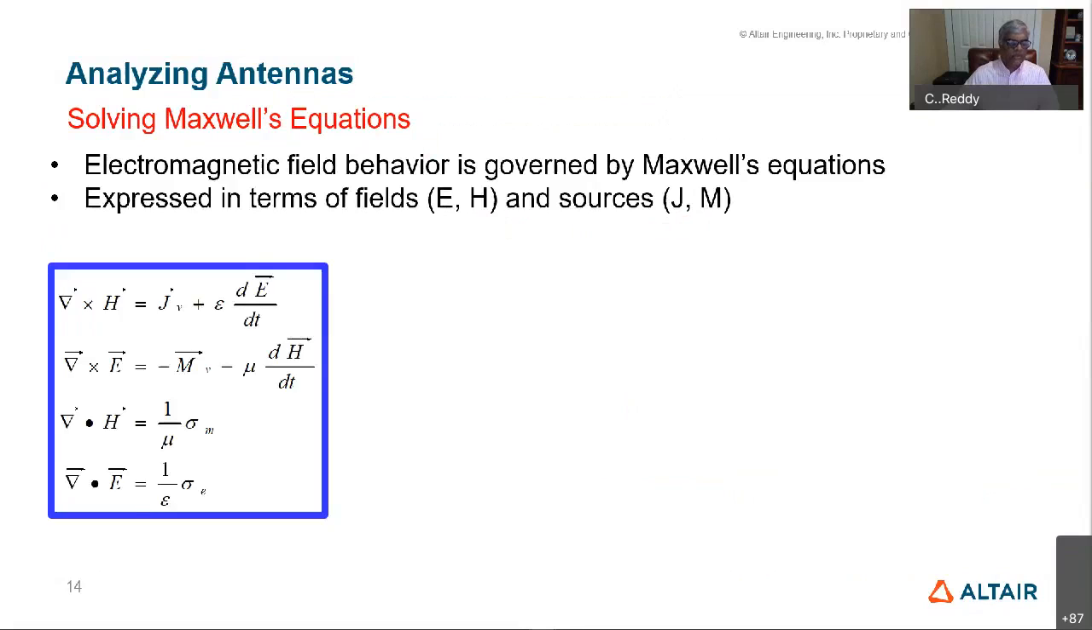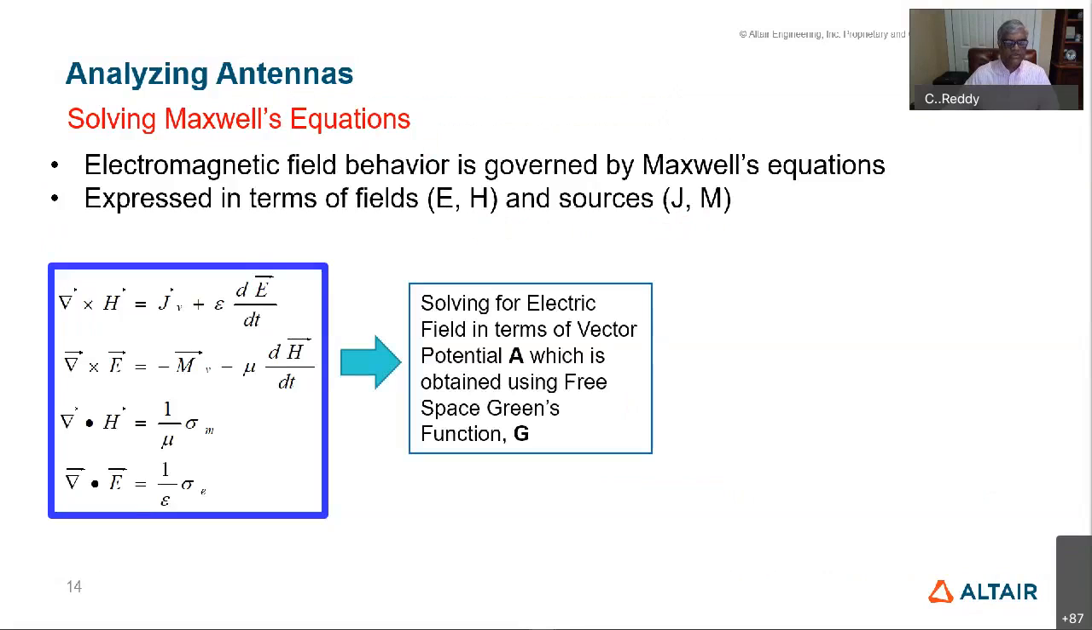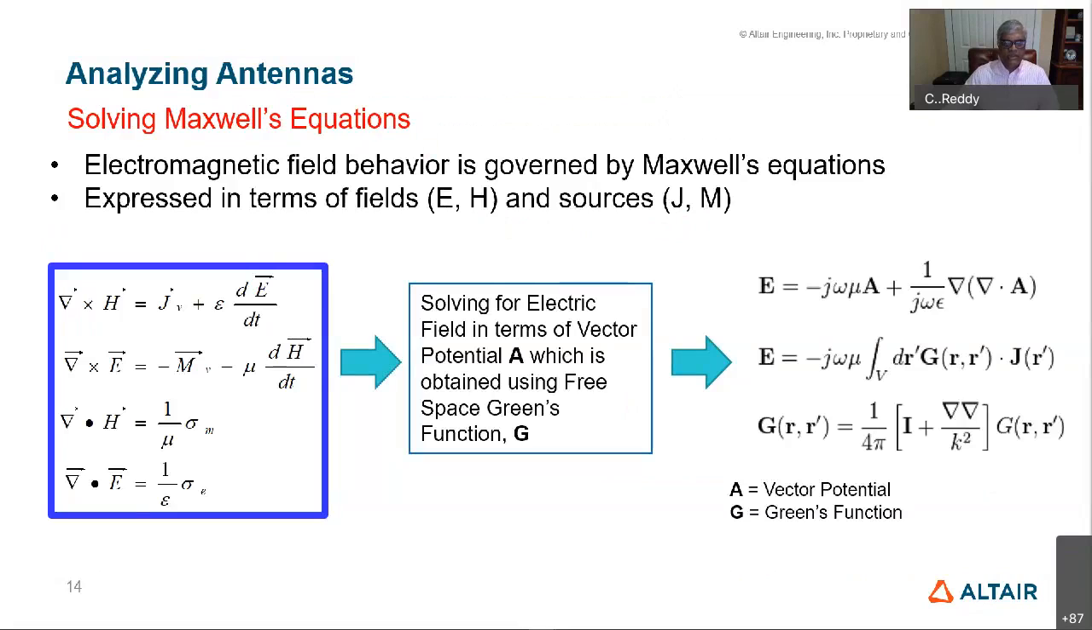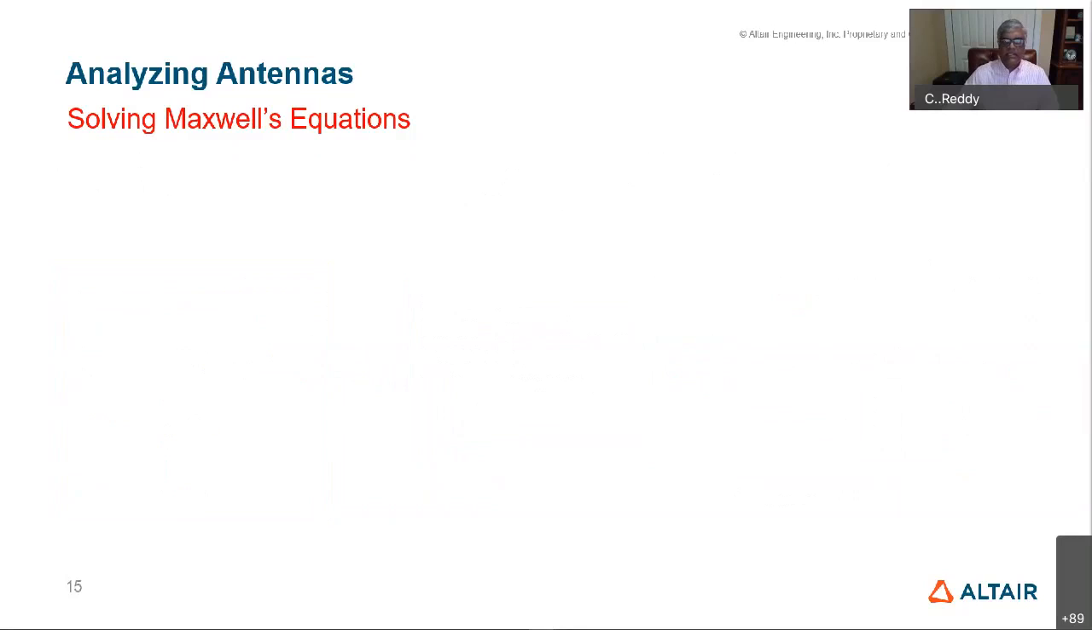So again, going back to Maxwell's equations, when you solve them in terms of vector potentials as well as the currents and Green's function, basically you solve for the electric field. The vector potential can be written in terms of Green's function multiplied by the current, or the volume or surface electric current. Of course, this is a free space Green's function that can be written this way.